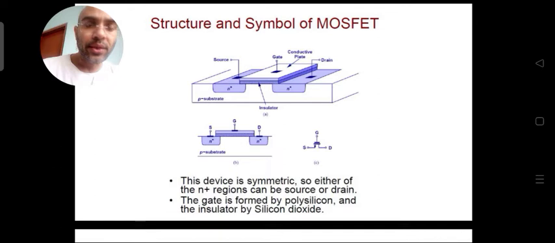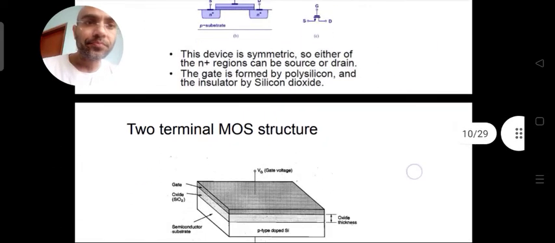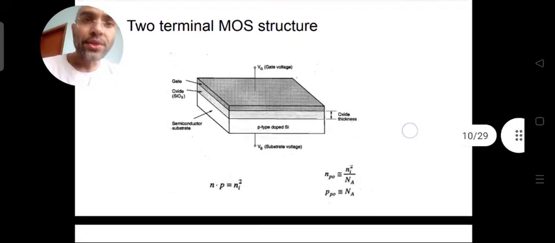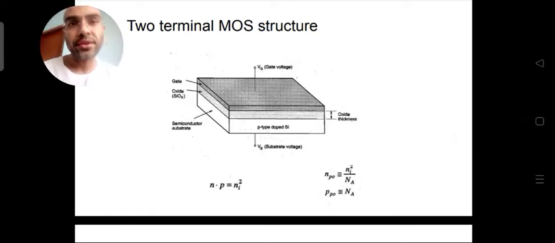Now let's try to understand, suppose I remove the source and drain regions and just consider the region under the gate. Let's consider it as a two terminal device. This two terminal device is nothing but the same structure you have seen earlier. I could have shown you this structure directly, and in the book also the discussion starts with this particular diagram. So don't get confused.